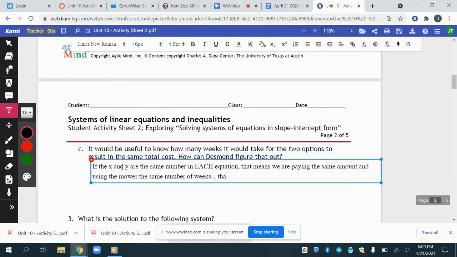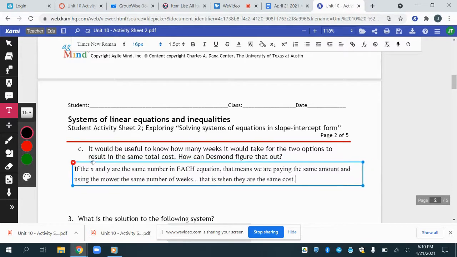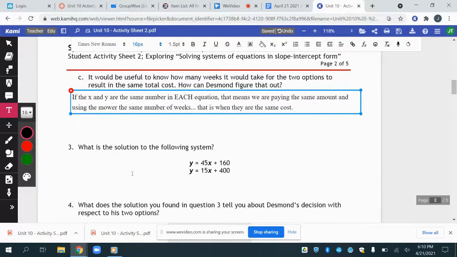That is when they are the same cost. Okay, so that's what we're going to say. How can he figure this out? Well, there are lots of ways we can do it.